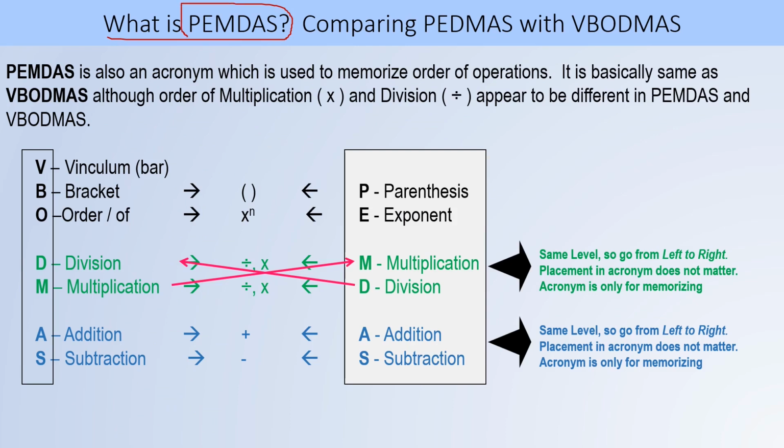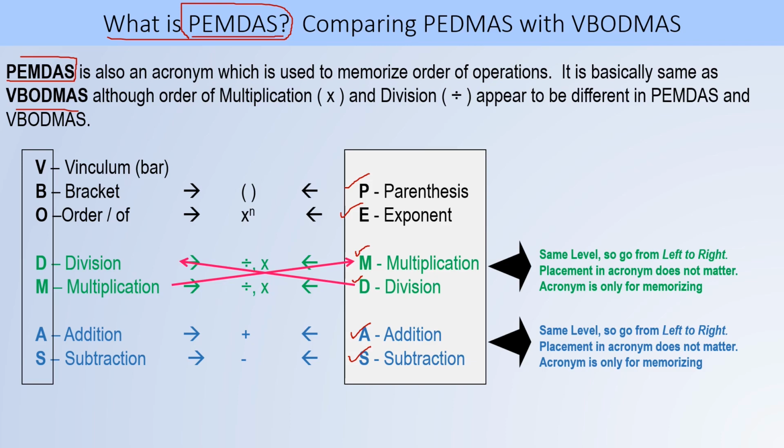Okay, so now let's see what the PEMDAS rule is. As I was telling earlier, in North America, Canada and the US, PEMDAS is a more frequently used acronym compared to VBODMAS, which is used in other countries. PEMDAS stands for P, that is you solve parenthesis first, followed by exponent, and then you do M, which is multiplication, then division, and then A for addition, and then S for subtraction.